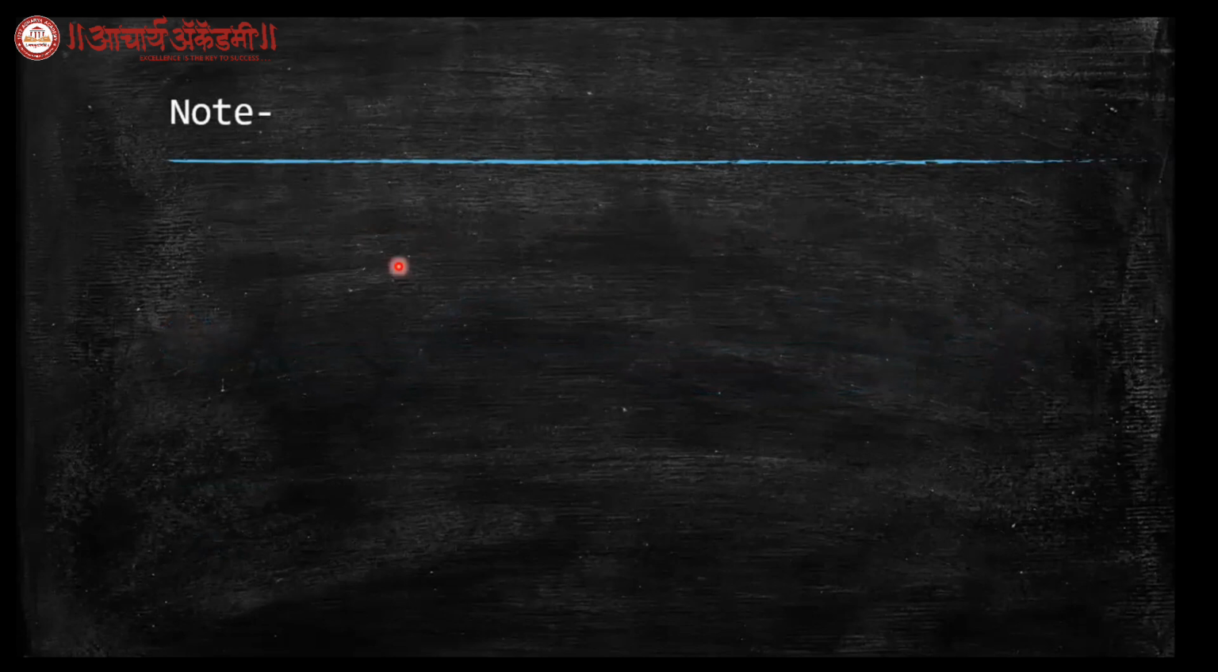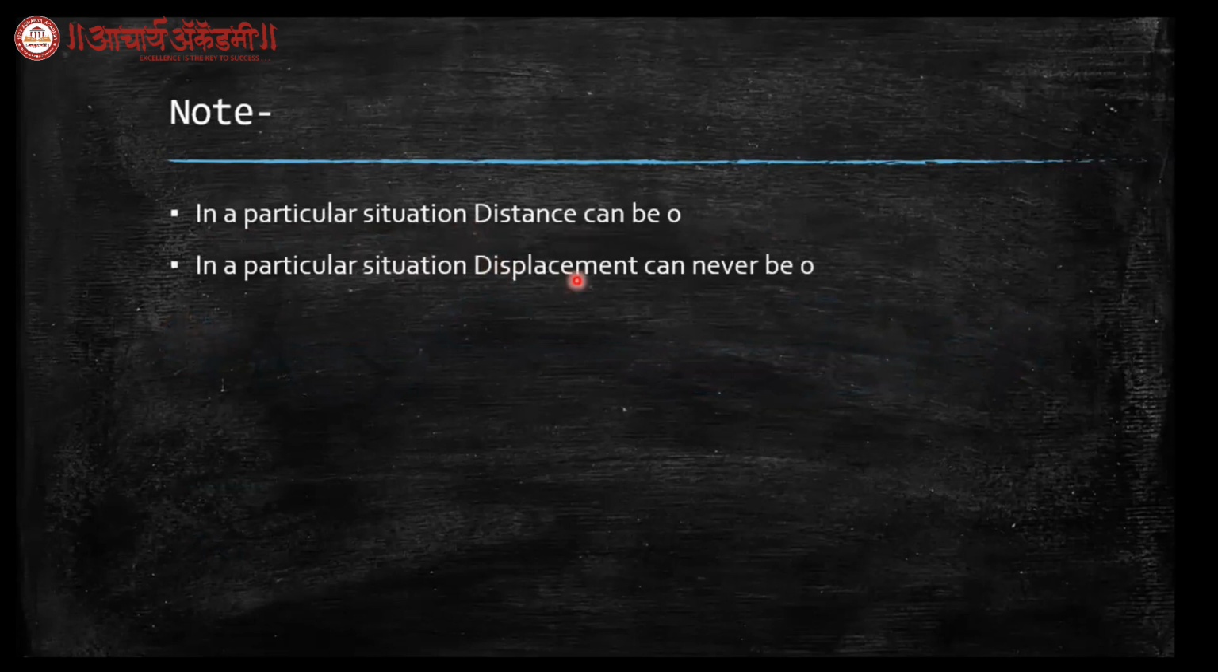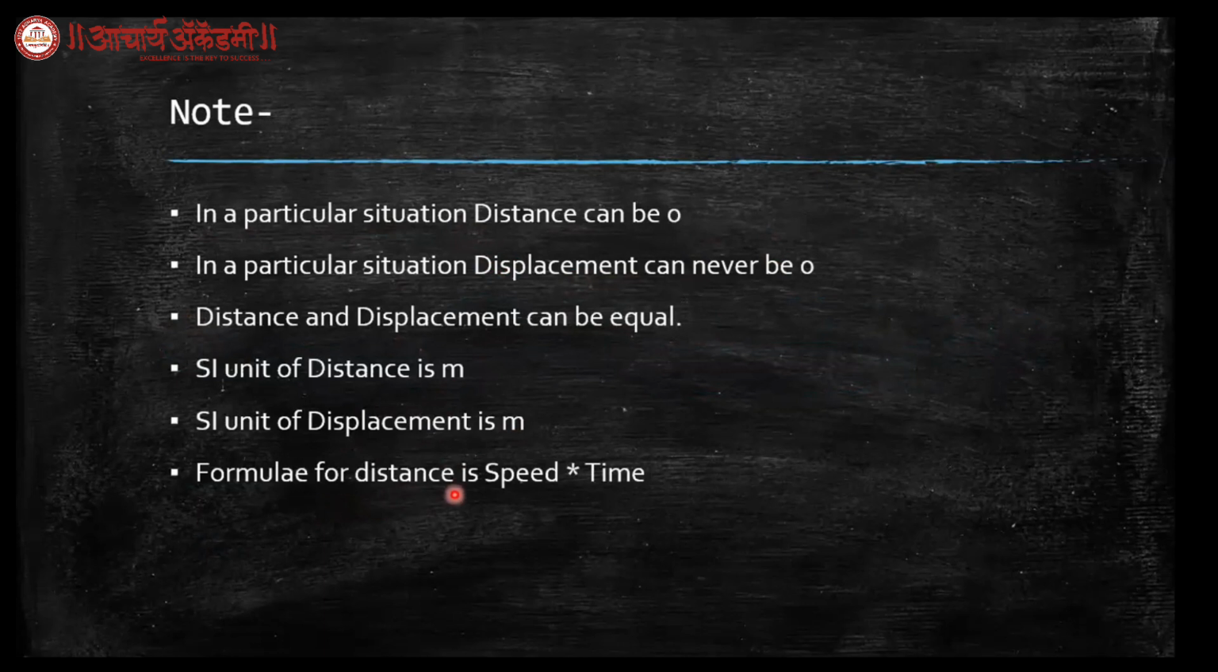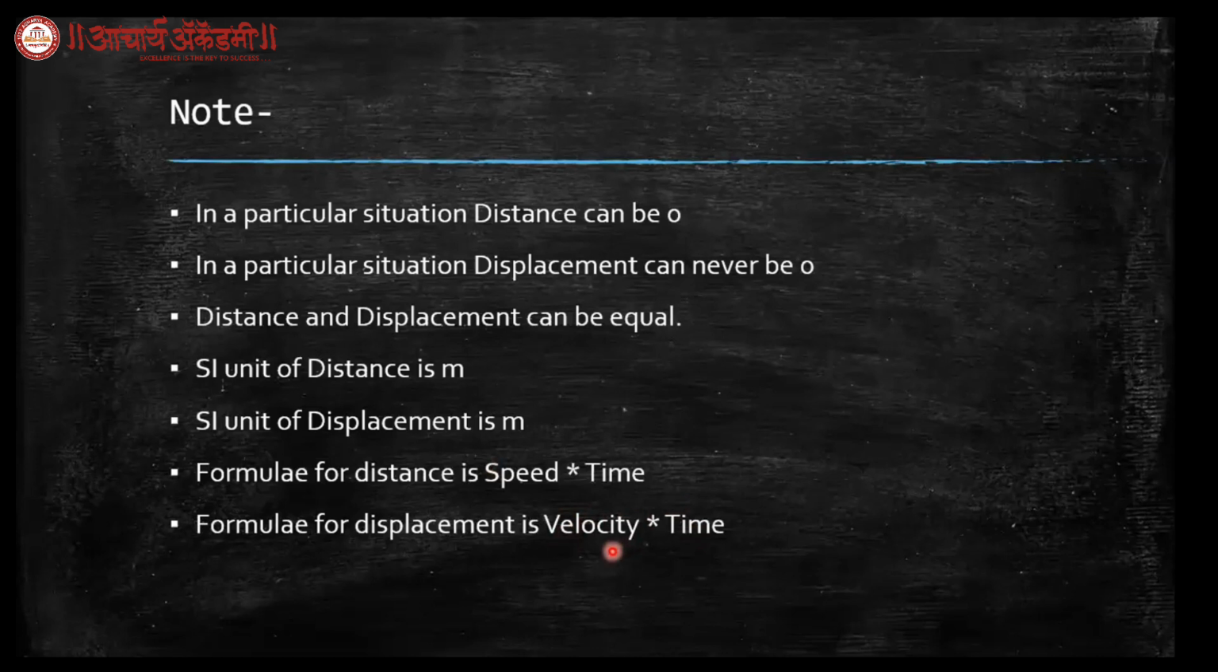We have some notes regarding distance and displacement. In a particular situation, distance can be 0. In no situation can displacement be 0. Distance and displacement can be equal. The SI unit of distance is meter. The SI unit of displacement is also meter. The formula for distance is speed into time, and the formula for displacement is velocity into time. The difference between speed and velocity is that speed is a scalar quantity and velocity is a vector quantity. A vector quantity requires a direction to specify it.